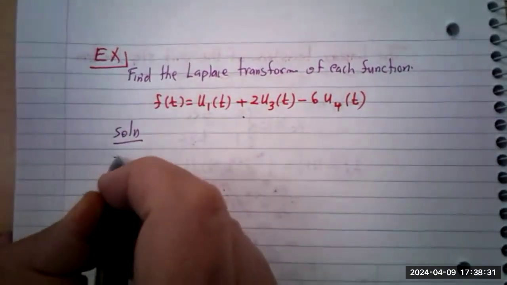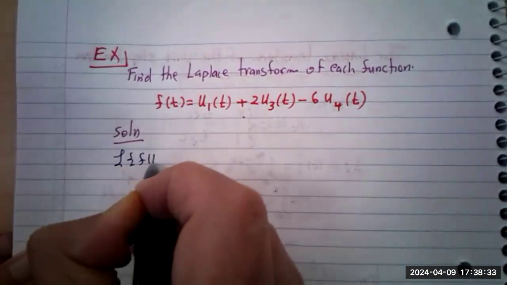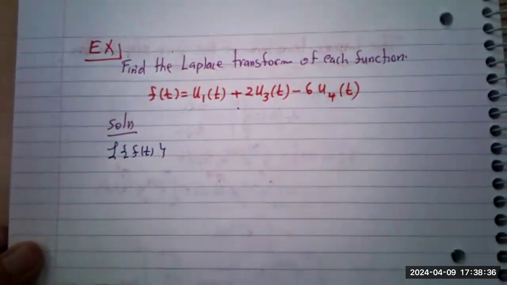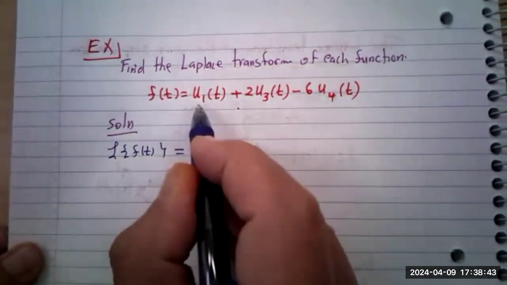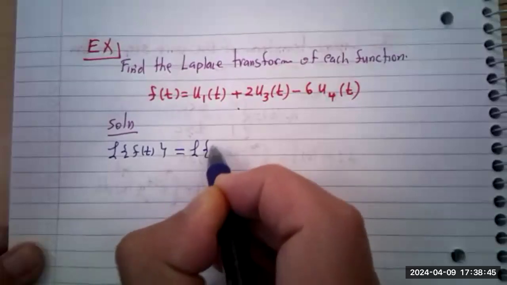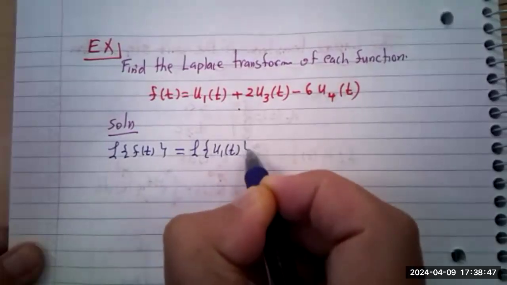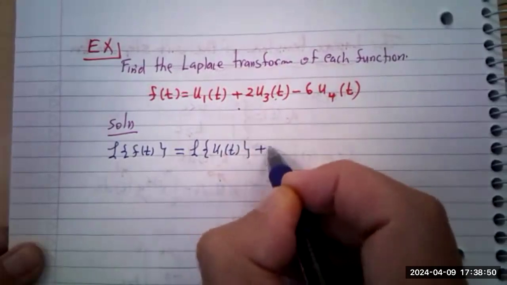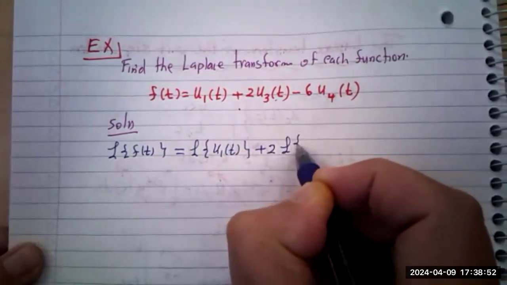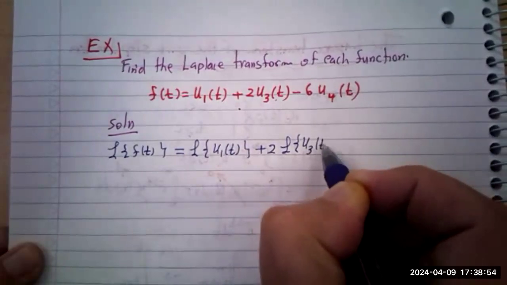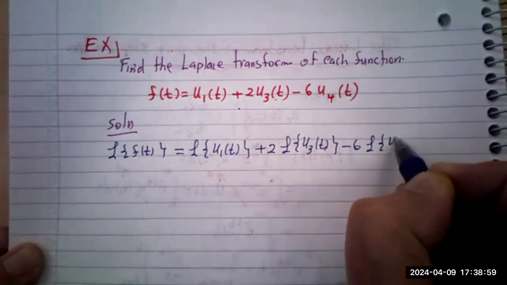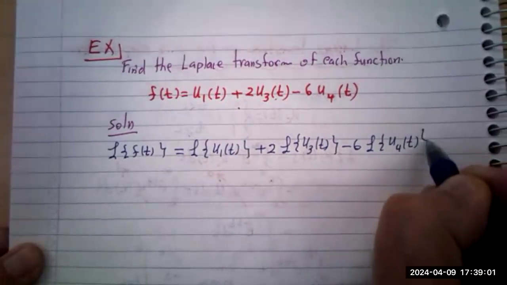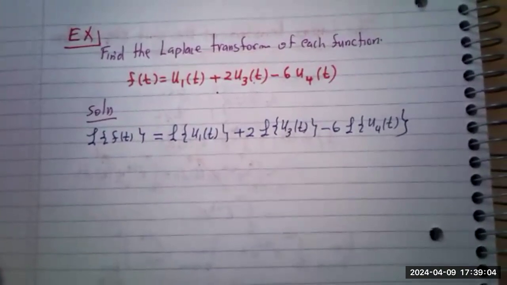So what is going to be the Laplace of f of t? It is going to be the Laplace of all of them, and you can break it into parts. It's going to be the Laplace of the first one, Laplace of u1 of t, plus 2 Laplace of u3 of t, minus 6 Laplace of u4 of t. So substitute for all of them.